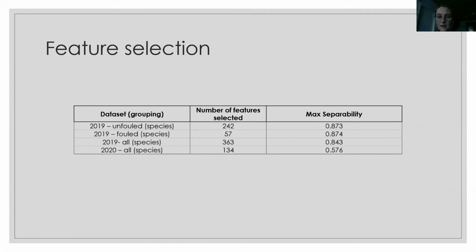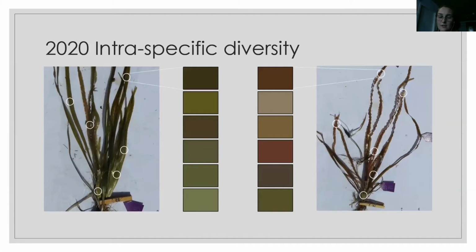This can be attributed to the greater variation that there was in the 2020 plants. So on the left side, we can see something that's representative of what was harvested in 2019. And on the right, we see something representative of 2020, where there's a lot more variation. It goes from green to red. And this variation within a species, so intraspecific, makes the classification amongst the species much harder. And that led to the reduced separability.